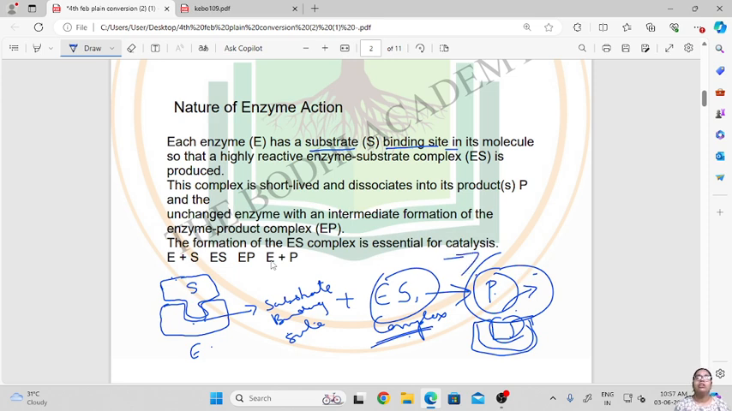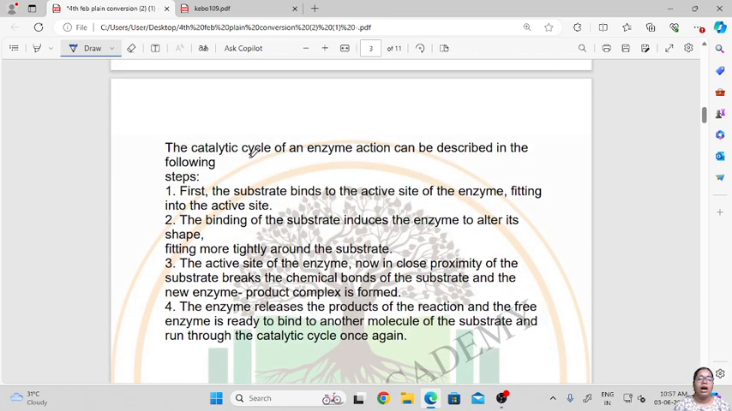So this is how enzyme acts on any substrate, and this is the nature of enzyme action, as in how the enzyme will work on any reaction. First it will form the enzyme substrate complex, then it will form the product, and then enzyme and product will be separated. So what are the steps in this reaction? The catalytic cycle of an enzyme action can be described in the following steps.